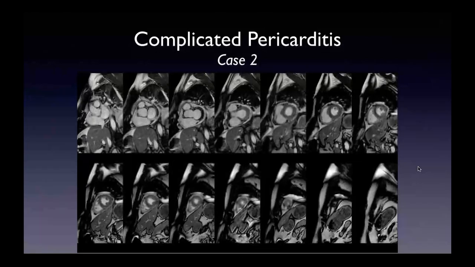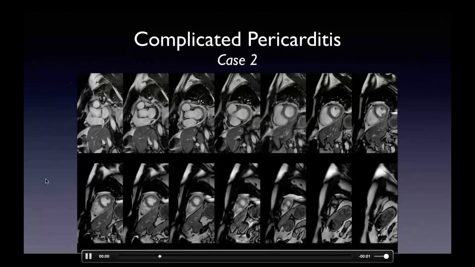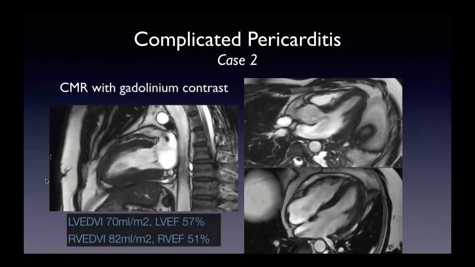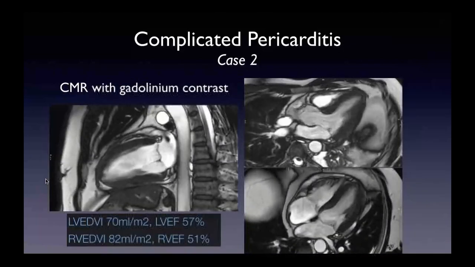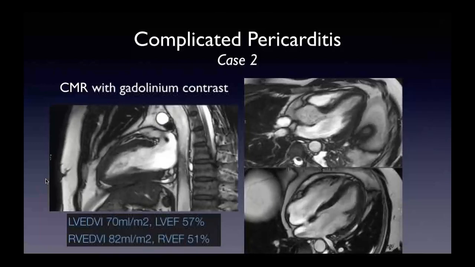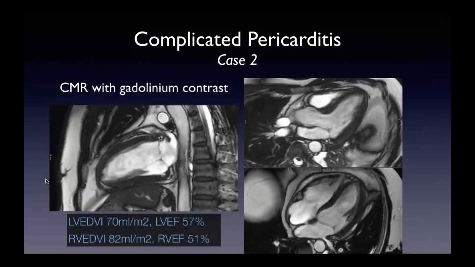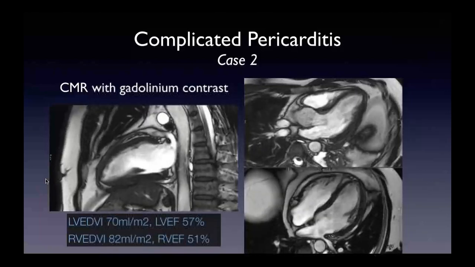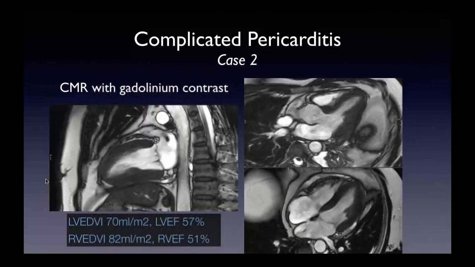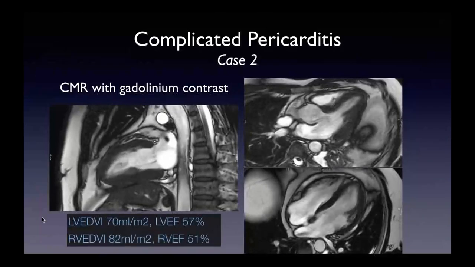So the patient underwent a cardiac MRI. This is a short axis stack showing the superficial pericardial effusion, and we had gadolinium contrast. These are 2-chamber, 4-chamber and 3-chamber views, very similar to the echo views. The volumes are shown on the bottom left: LV end-diastolic volume index 70 mL per meter squared, LV ejection fraction 57%, RV ejection fraction 51%.